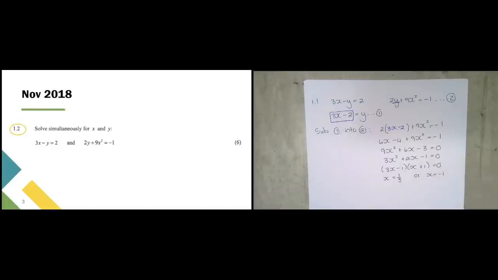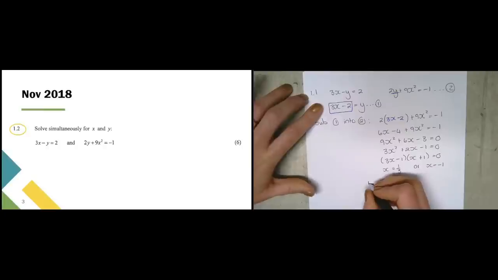Go read your sum and double check that you have actually finished the sum. It says solve simultaneously for x and y. We are not done. We've only solved for x. Remember, we have to get y as well. How can I get y? You take your answer and you substitute it into one of your original equations.